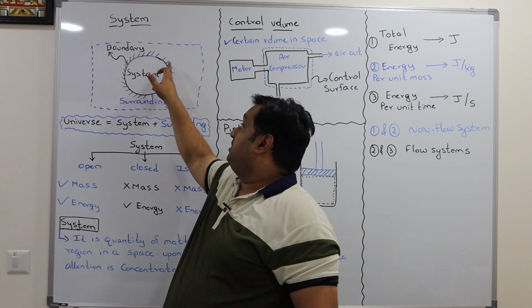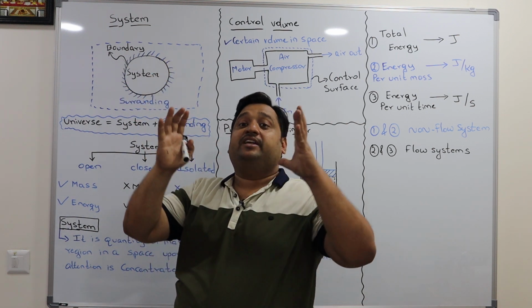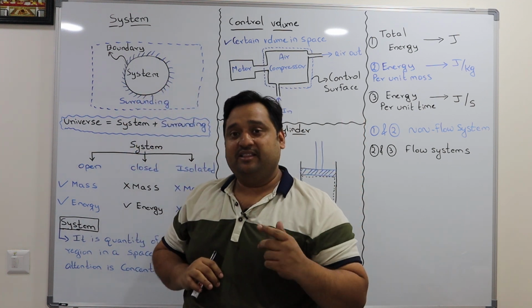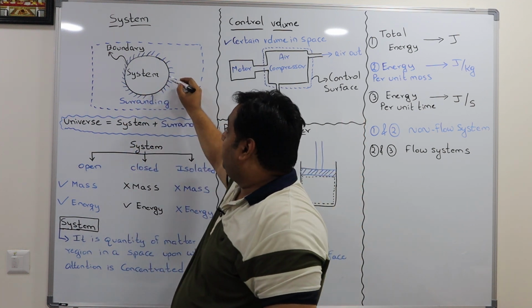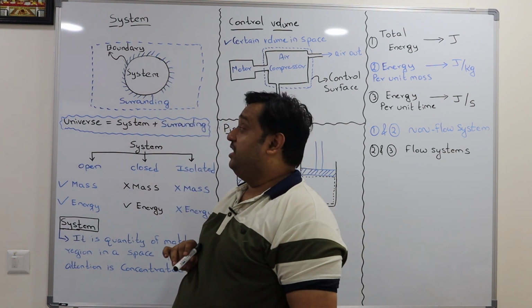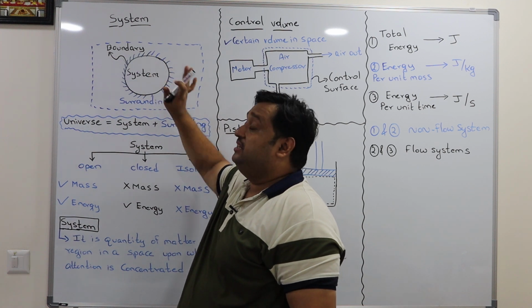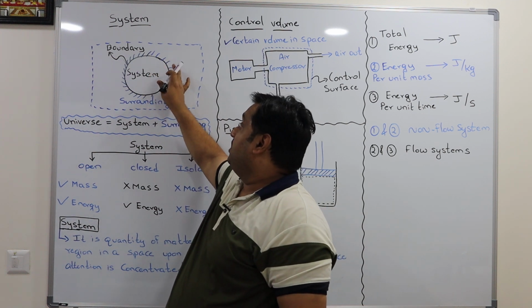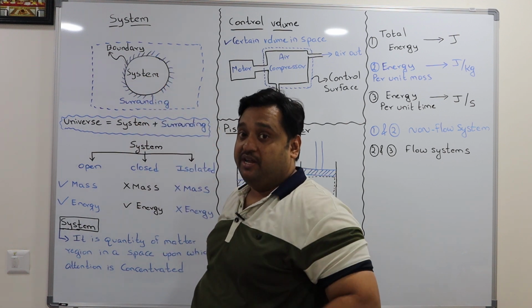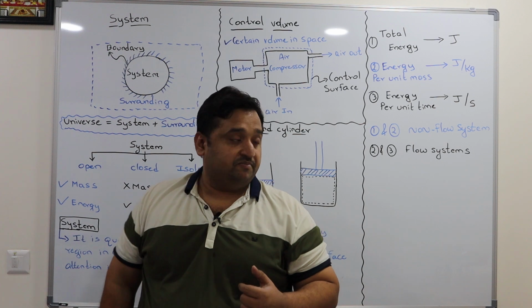You can see the boundary here. The boundary is not a fixed boundary. It could be expanding, it could be contracting. That is called the boundary. The boundary is such a phenomenon which separates the system from the surroundings. Any exchange of matter or energy happens around this boundary. A perfect example of what is called a fixed system and what is called a flow system.